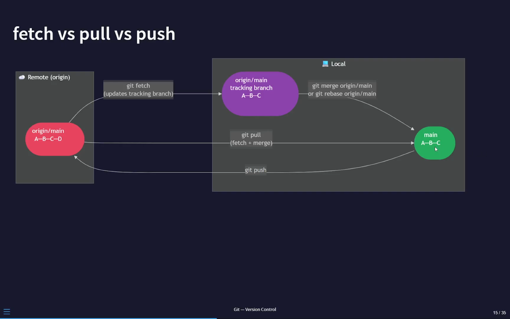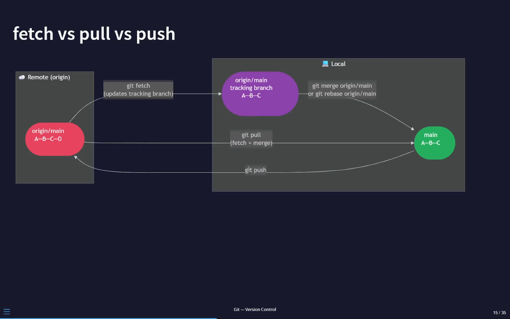Now you can inspect what changed with git log origin/main, run your tests against it, or review the diff, all without affecting your working state. Then you decide to integrate it. git merge origin/main or git rebase origin/main updates your local main. git pull just does both of those steps automatically: fetch, then merge.